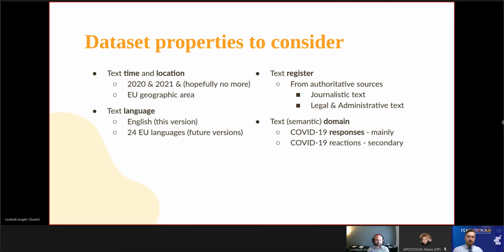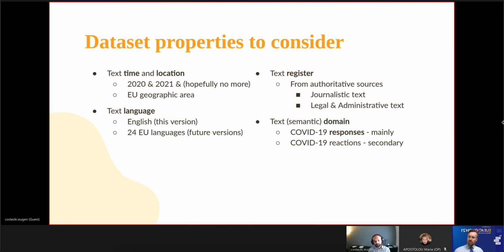Now, in terms of text register or genre, text genre, right? We decided to go for authoritative sources mainly. So what is officially published by the governments or by the Commission or in the official journals, as opposed to texts from social media or news outlets or any other sources, so just authoritative sources.